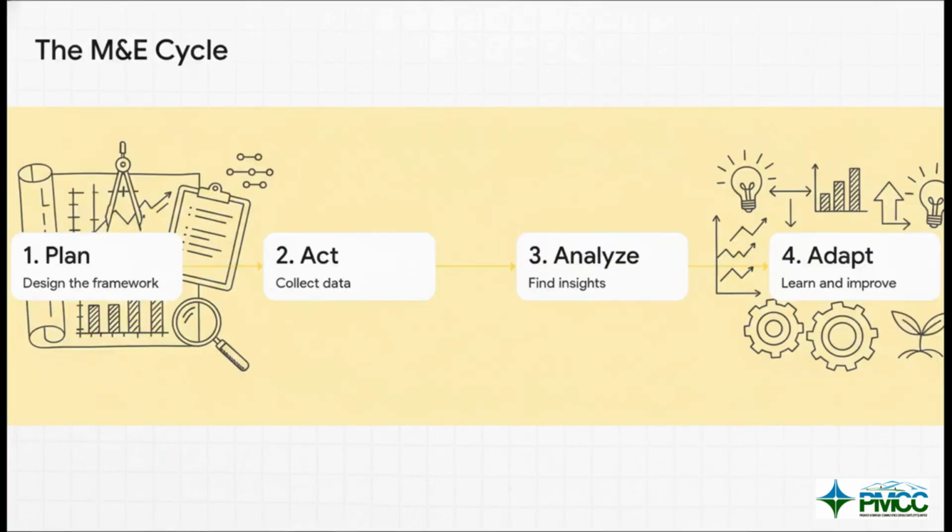So if you remember anything, remember this simple 4-step cycle. You plan your work with a great design. You act by going out and collecting the data. You analyze that data to find the story, and then you adapt by using those insights to learn and improve. Plan, act, analyze, adapt. That cycle is the engine that drives every effective project.